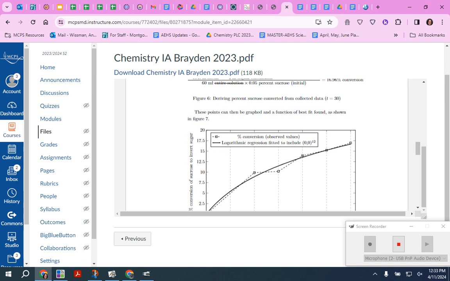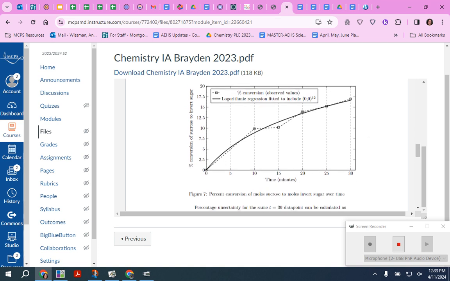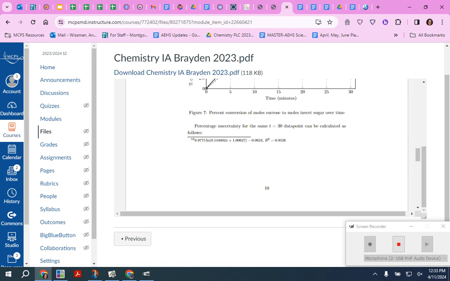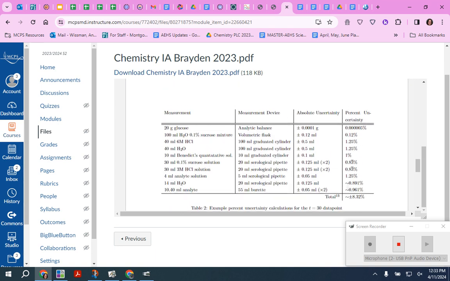I don't expect anybody to learn how to use LaTeX in order to do your IA. I certainly don't know how. Here's a graph. It's a scatter plot with dotted lines connecting the different values and a best fit line fitted to the data. He's got uncertainty calculations for all the measurements that he took.